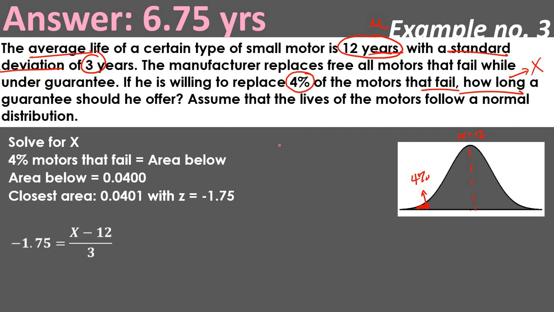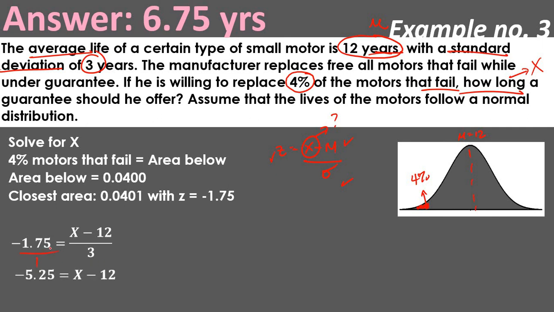Then after that, we simply plug in to the formula. So remember that our general formula for z is x minus mean all over standard deviation. We are solving for x given z, mu, and standard deviation. Z was identified a while ago as negative 1.75. X is missing. Mu is 12. Standard deviation is 3.